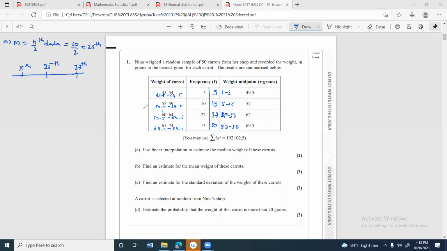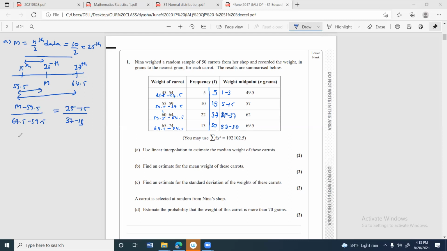That means the median should be placed in between these two gaps, in between 59.5 to 64.5. Right. Then we use the linear interpolation method. This gap: how to get that gap? M minus 59.5 divided by this large gap, 64.5 minus 59.5. Do the same thing for the numerator. The short gap, 25 minus 15, divided by the large gap, 37 minus 15. Then if you work it out, you get the answer.